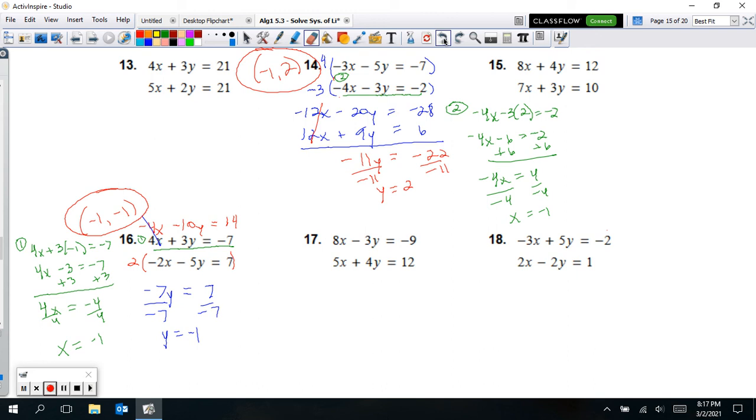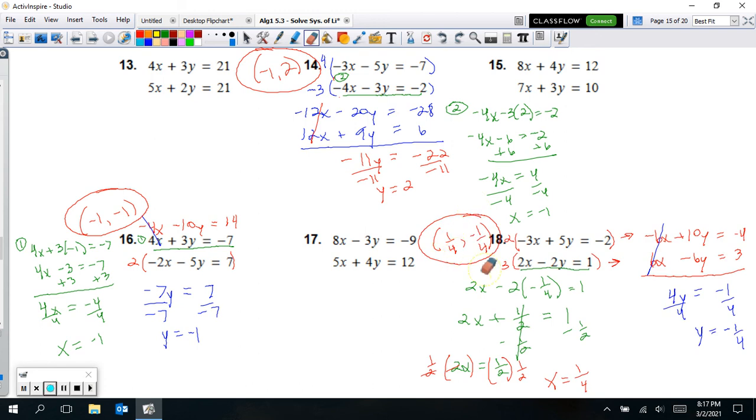And then for 18, the answer is 1/4 and negative 1/4. So this one was probably the more challenging one of the three. We chose, again, x's, just because they're smaller numbers, so we get them both to become 6's, they're already opposite signs. So 2 times all of this one becomes negative 6x plus 10y equals negative 4. 3 times all of that is 6x minus 6y equals 3. Cancel out the x's, and you're going to get 4y, but negative 4, and then 3, that's going to give you negative 1. So you divide by 4, and you get negative 1/4.